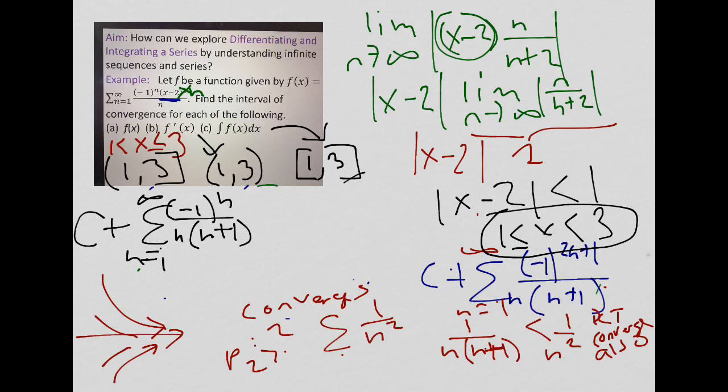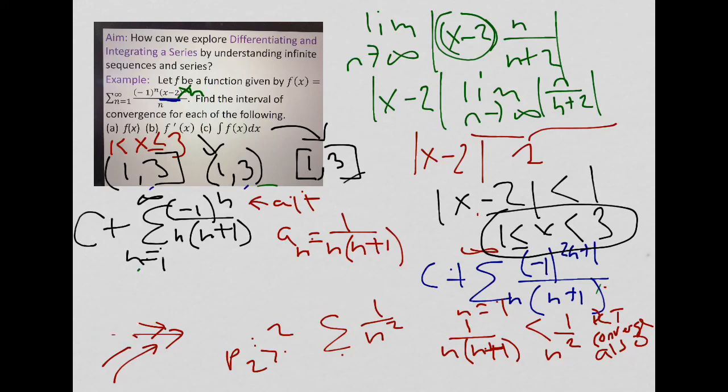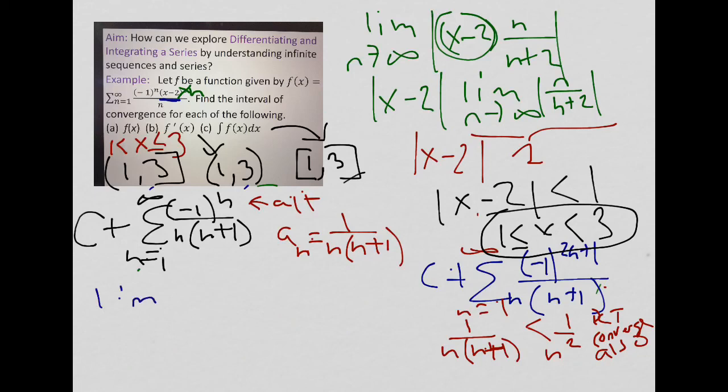So that's good. We could review the alternating series test. So this being our alternator, a sub n is going to be 1 over n times the quantity of n plus 1. And I need some space. So the limit of this expression is going to be 0, because we have 1 over n squared, it's like c over x to the r power. All right, so this is going to be 0.